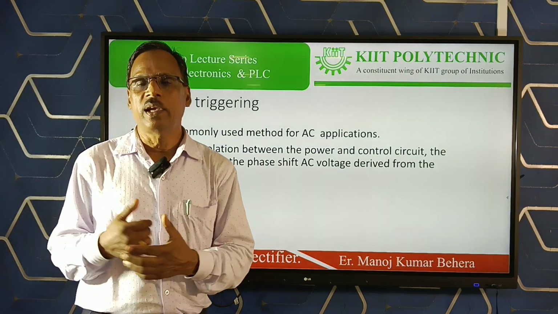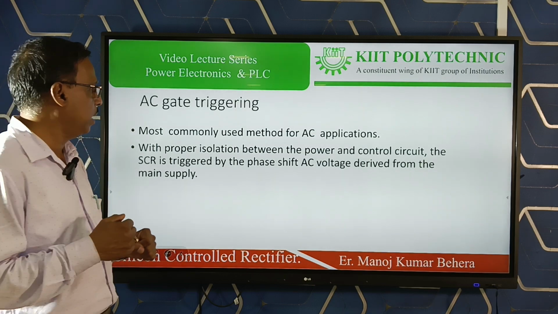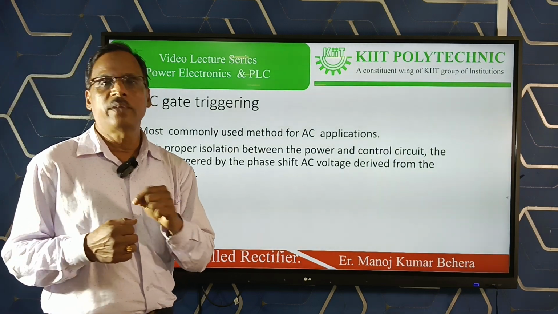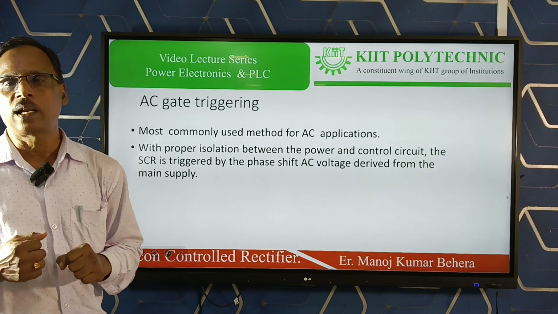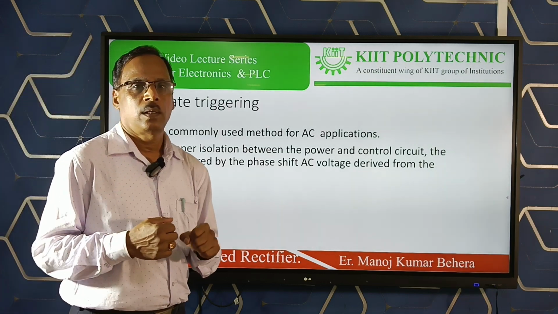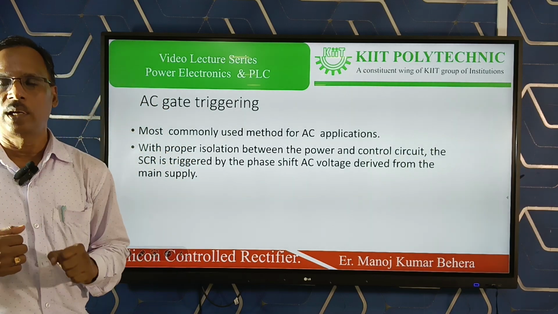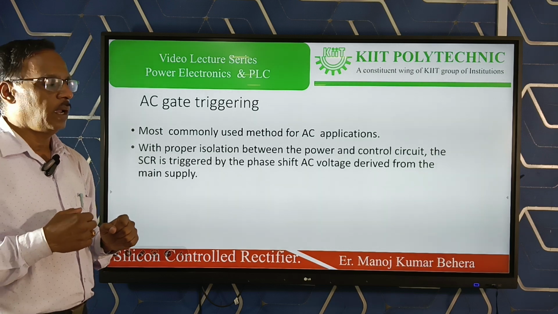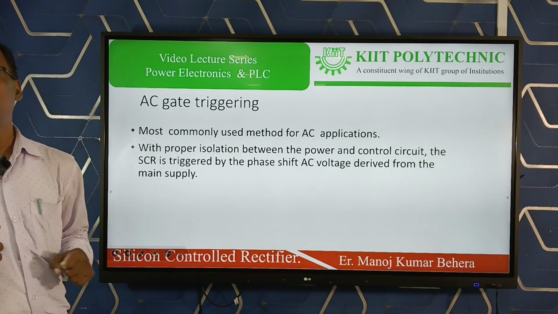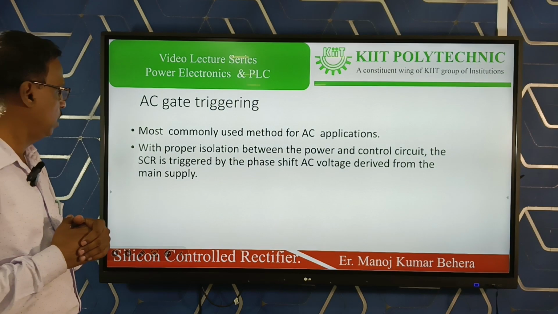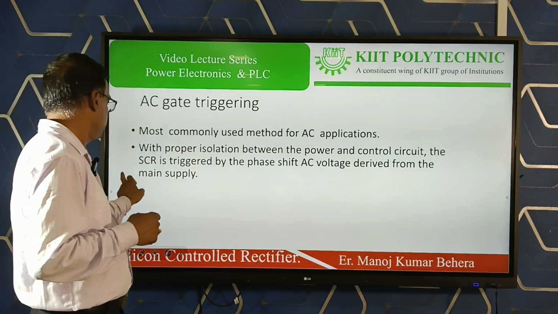Next one is AC gate triggering. Similarly, when the SCR is in forward bias condition, we can apply an AC supply to the gate. During the positive half cycle of the AC supply, the gate is positive with respect to the cathode, the gate voltage gradually increases, and the SCR will turn on at a certain voltage. This method is called AC gate triggering, but it is not widely used.